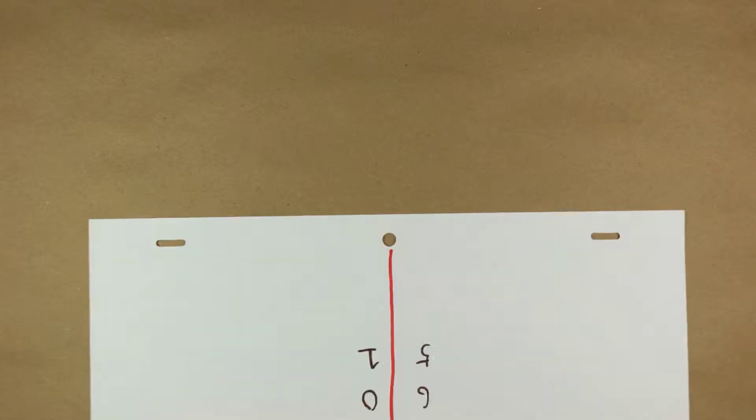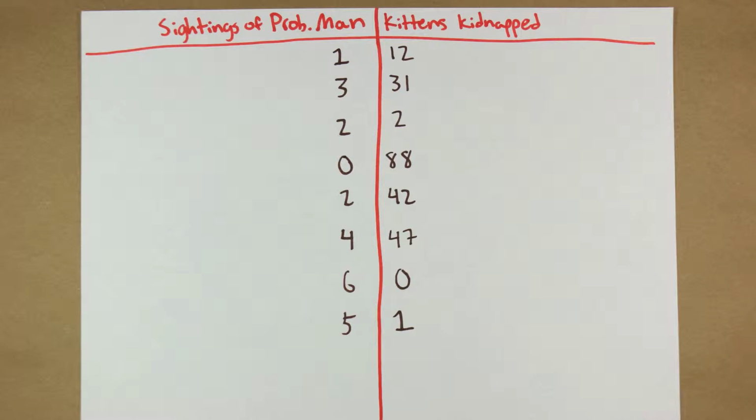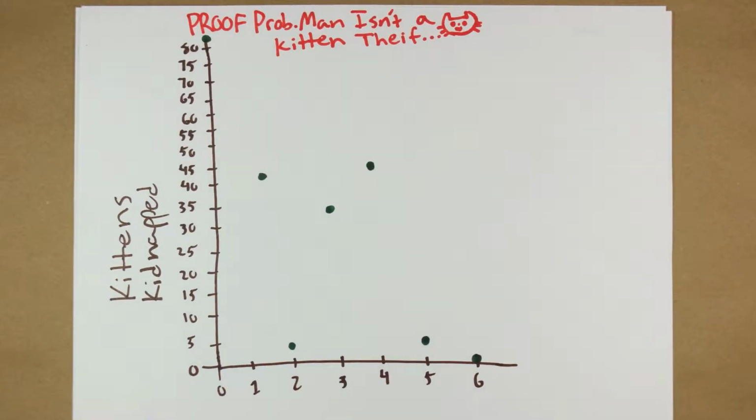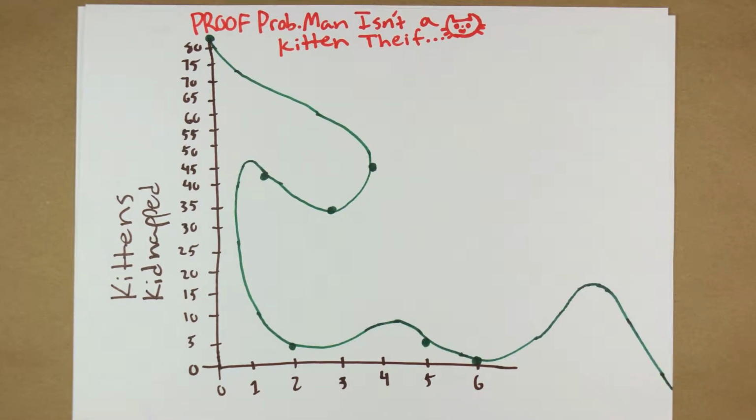Now, before I continue, I was curious if the ProbabilityMan had committed other crimes other than murder, so I constructed some more scatter plots. In this experiment, I gathered the amount of sightings versus the amount of kittens kidnapped. Now, as the scatter plot shows, there is no correlation. This is because there's no clear line, linear or curved, that can be drawn through the dots. The placement is random. Now, back to the murders.